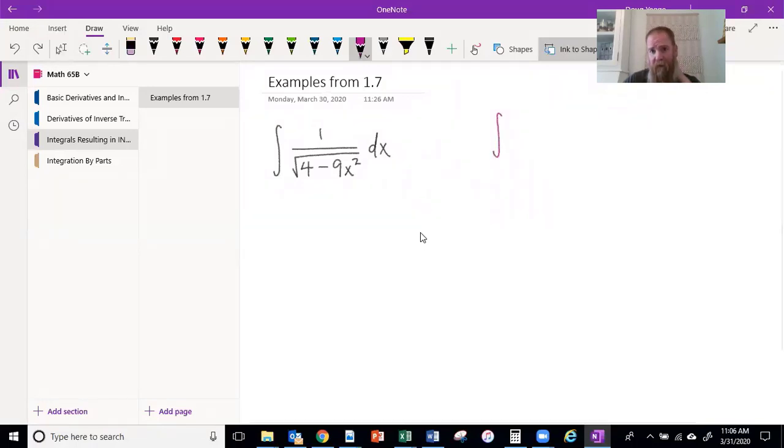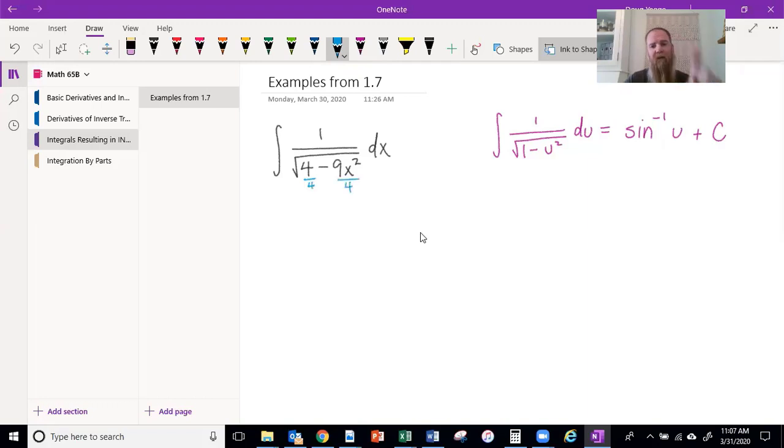The problem is that I can only say that it's inverse sine if it looks like the square root of 1, that's not 1, that's a 4, minus something squared. If that's the case, then the answer would be sine inverse of u. So my goal here is to force that to happen. There's a couple of options. One thing you can do is to force this to be a 1 by dividing by 4.